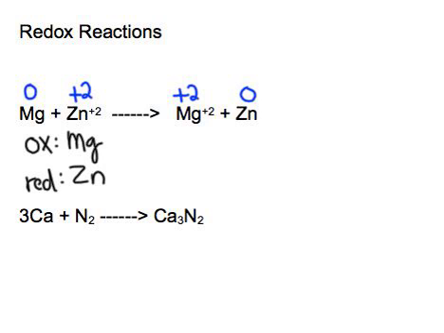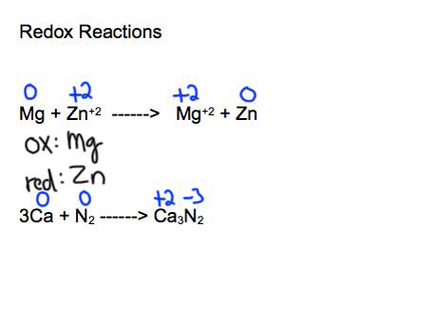Let's look at the next reaction. We have calcium and nitrogen on the left, making calcium nitride on the right. Notice calcium and nitrogen are both in their ground states on the left, so their oxidation states will be 0. Let's go ahead and fill in the charges for calcium and nitrogen.